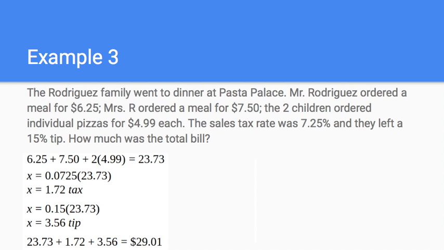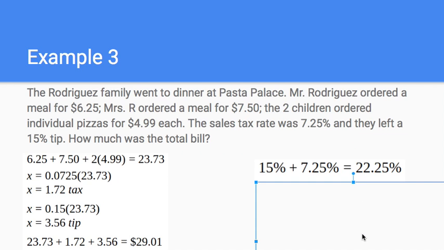$29.01. Now, there is a slightly faster way to do this. Because both the tax and the tip were based on the total of $23.73, I can, instead of figuring them out separately, add them together. So 15% for the tip plus 7.25% for the tax, I'm going to be paying a total of 22.25% in addition to my regular bill. So I can just add together my two percentages and then multiply that new number.